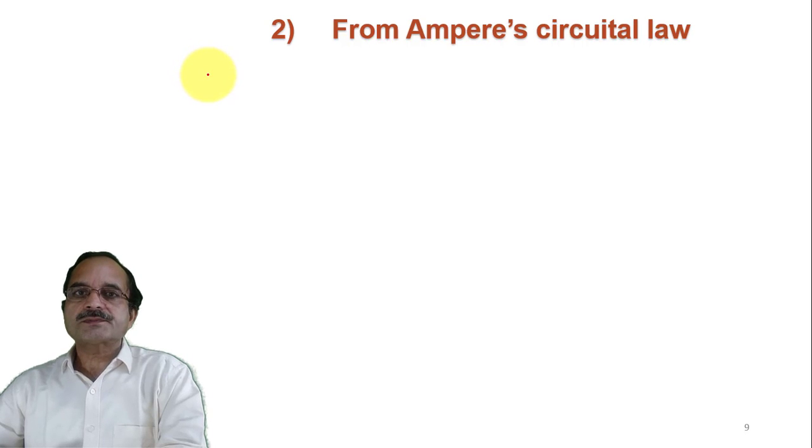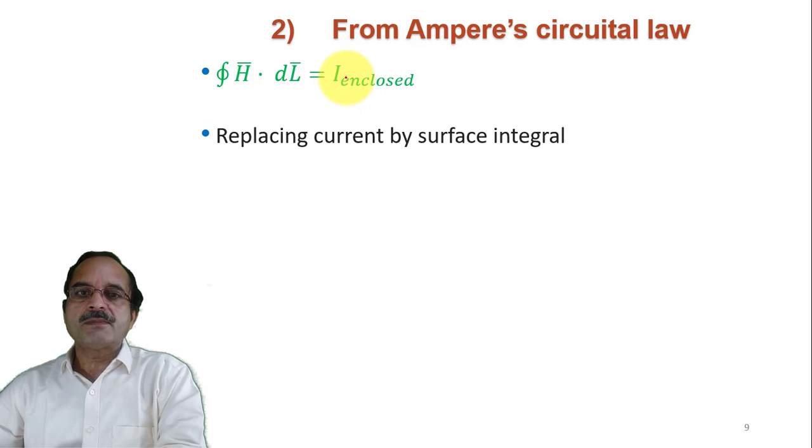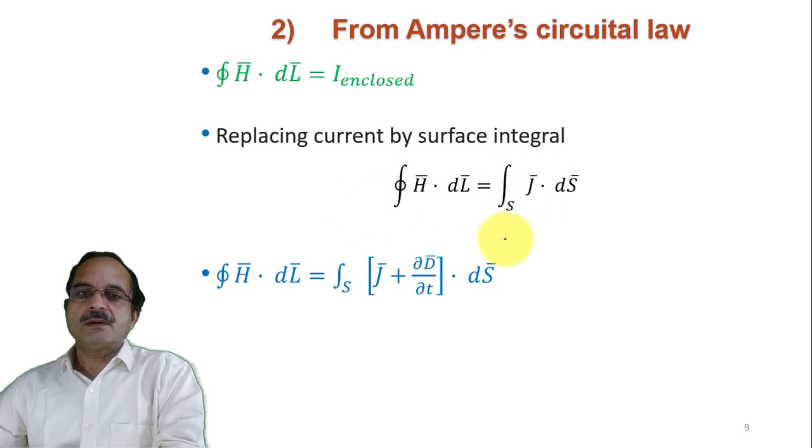Now the next equation is derived from Ampere's circuit law. As we have seen, H dot dl, the line integral of magnetic field intensity over the given closed path, is equal to the current enclosed by that closed path. Now replacing the current by a surface integral, we write this equation as surface integral J dot ds.